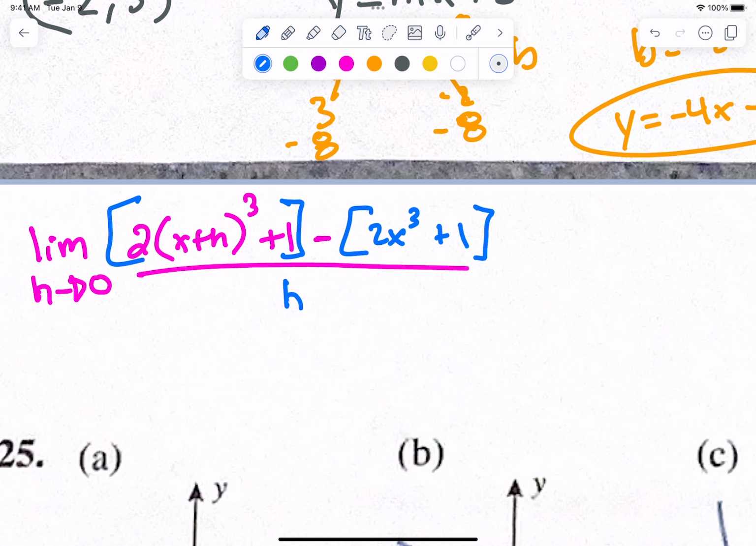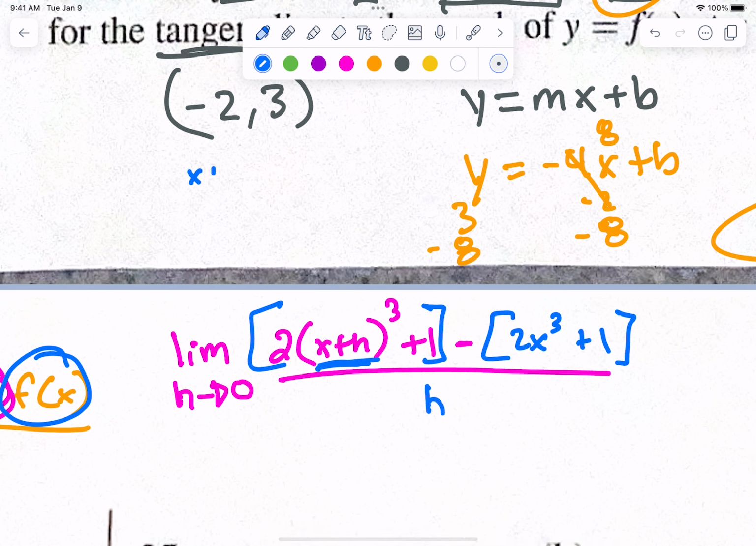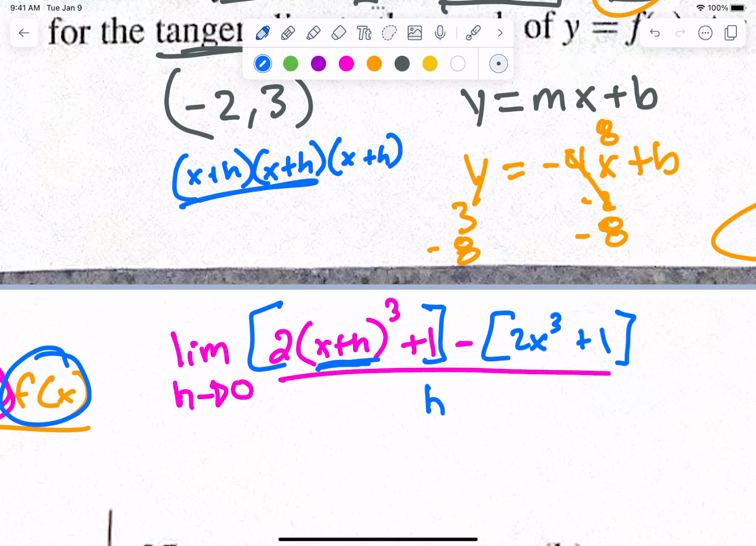Foil. We've got to expand this x plus h cubed. So x plus h times x plus h, then we have to do another x plus h. You can't do all three at the same time, so let's do those two first. x times x is x squared. x times h is xh, but then we've got another xh. So 2xh plus h squared. Then I've got to take that times the last x plus h.